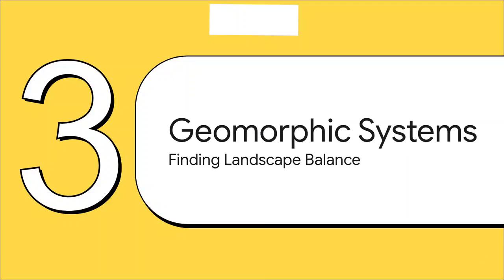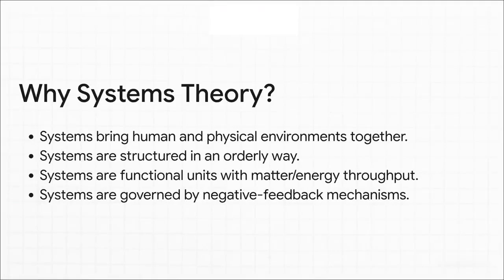Section 3. Principles of geomorphic systems. How landscapes find their balance. The geographer D.R. Stoddard proposed 4 reasons why systems theory is basically the perfect organizing principle for geomorphology. But the absolute most vital takeaway here is that last point.